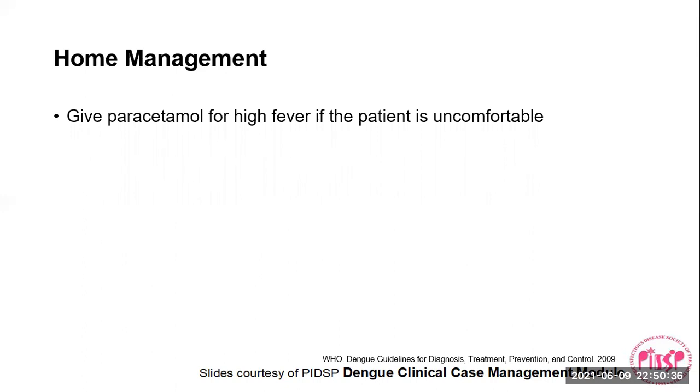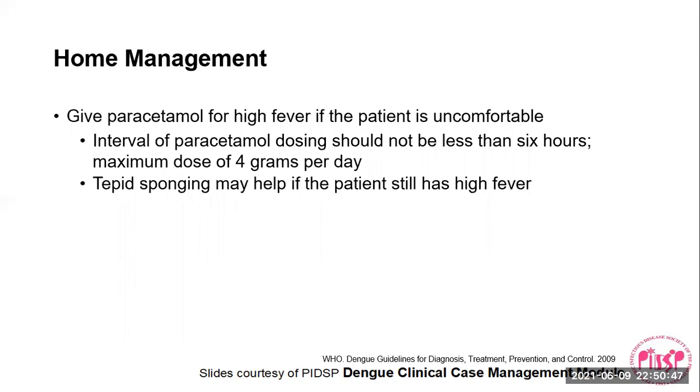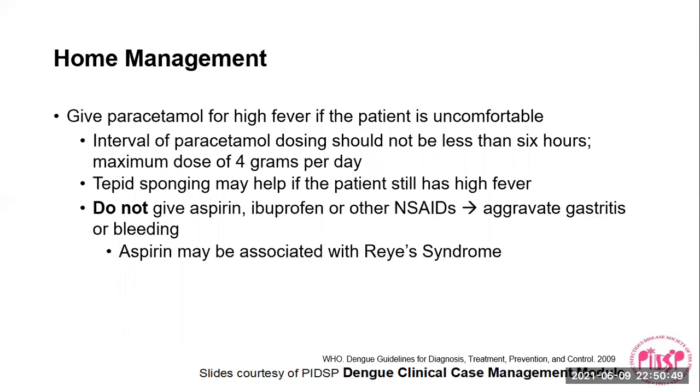Paracetamol will be given for high fever if the patient is uncomfortable. The interval of paracetamol dosing should not be less than 6 hours. It should be a maximum of 4 grams per day only. Tepid sponge bath may help if the patient still has high fever despite paracetamol, and aspirin, ibuprofen, or other NSAIDs are not indicated for febrile patients with dengue.